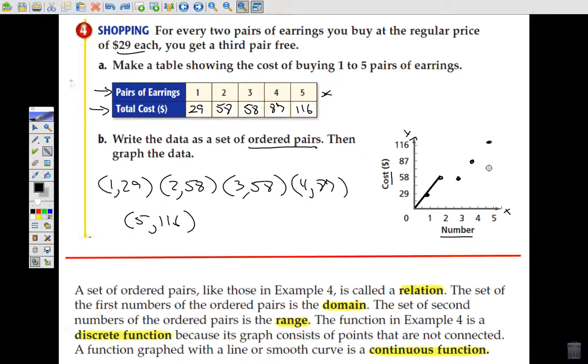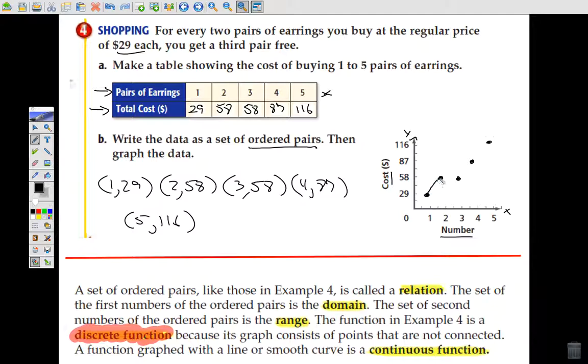Because I can buy 1 pair of earrings. I can buy 2 pair of earrings. But have you ever been to a store where you can buy just 1/2 of a set of earrings, just 1 literal earring? Not usually. They come in pairs, right? So you can't buy 1 1/2. So any of the information between 1 and 2 is irrelevant. We don't connect that line, okay? That's what we call a discrete function because its graph consists of points that are not connected, okay? In other situations, everything between 1 and 2 and 3 matter, okay?